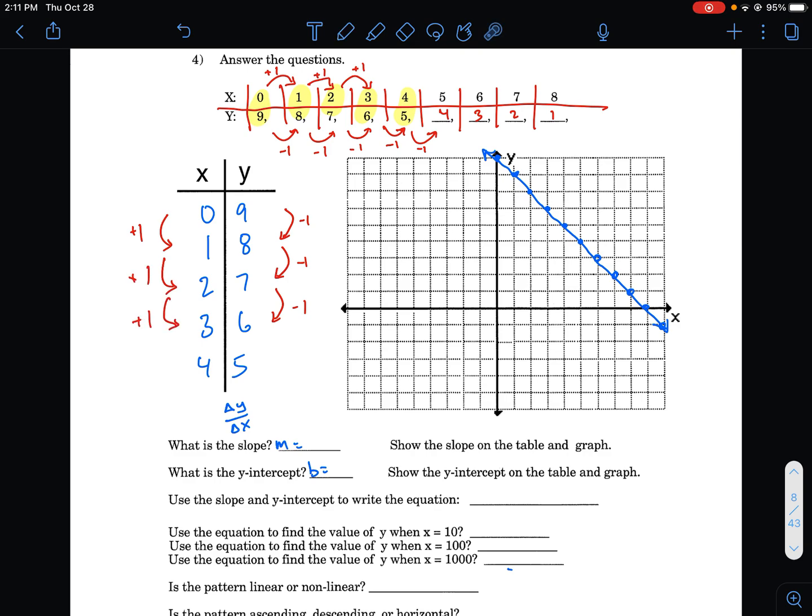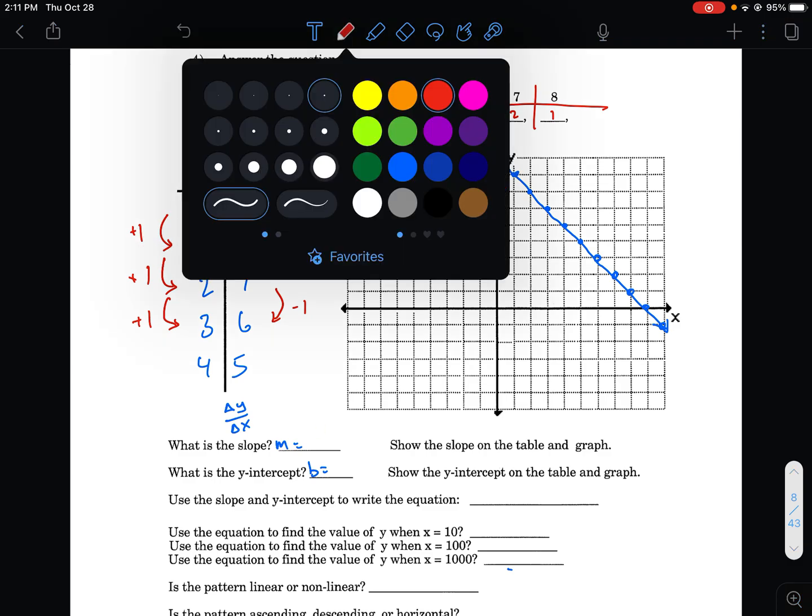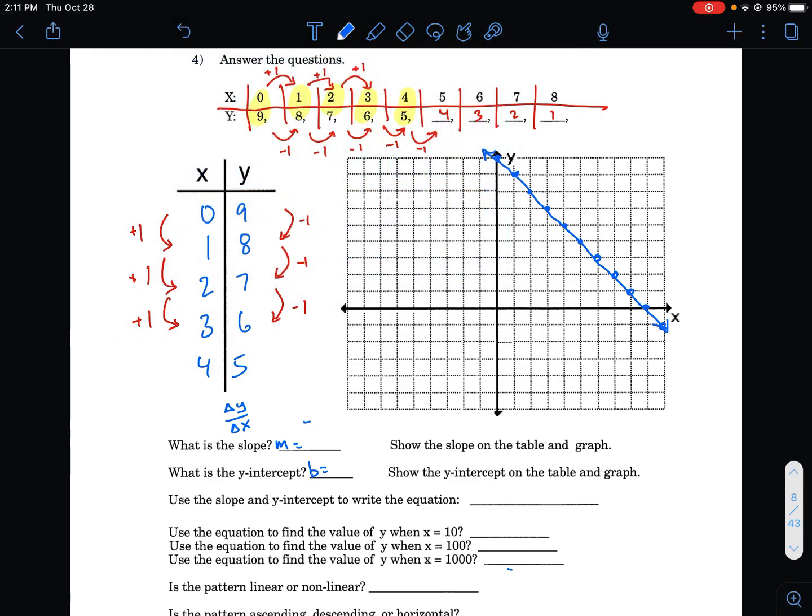So if it's change in y over change in x, the change in y is negative 1. Change in x is positive 1, or just 1. So we've got this ratio, negative 1 over 1. What is negative 1 over 1 simplified? It's just negative 1. So my slope, or my m, is negative 1.